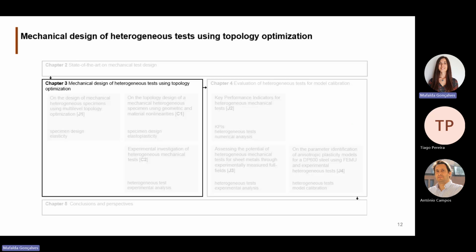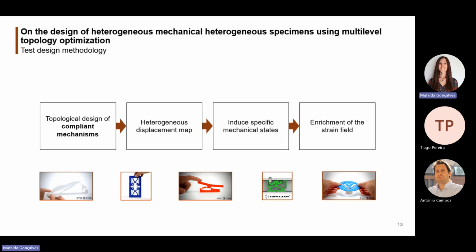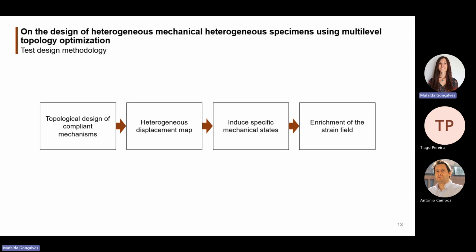So this thesis tries to fill this gap by integrating elastoplasticity in the optimization framework. This first chapter focuses on the design of mechanical tests with a numerical methodology first proposed in elasticity. For the design methodology, this work proposes the coupling between topology optimization and the compliant mechanism, which is known for transforming the applied displacement through the deformation of its flexible members. By taking into account this behavior and the potential of topology optimization to create non-standard geometries, we can obtain specimen geometries with heterogeneous displacement fields.